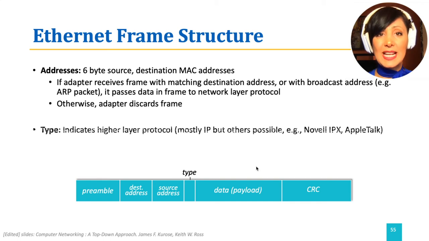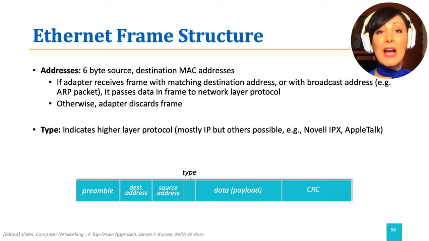Type, which is the next field, indicates the higher layer protocol. The network layer protocol is usually IP, but note that it can be other network layer protocols like AppleTalk. This is set in the type field of the Ethernet frame using a number that indicates the protocol used in the network layer. The type field is 2 bytes. Next is the data, or payload. This is the field that contains the IP datagram or the alternative network layer datagram.